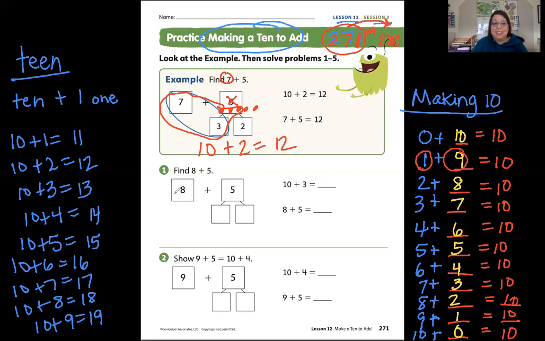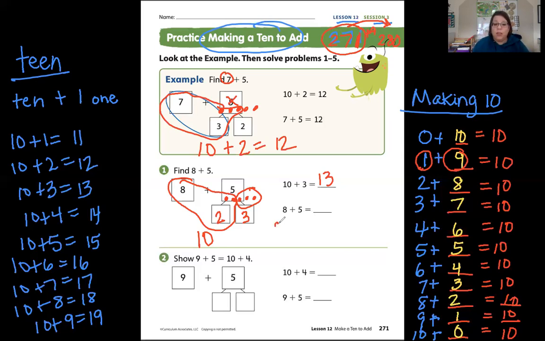Easy peasy, right? Here we have 8. Gonna draw my 5 dots. 8, 2. 8 plus 2 equals 10. So I'm gonna circle 2 dots, right? 8 plus 2 equals 10. And how many dots are left over? 3. 10 plus 3 equals 13. 8 plus 5, it's got to equal 13 too. Look, there's the 5. And we took 2 away to go with the 8. And there's 3 left. So 10 plus 3 is 13.